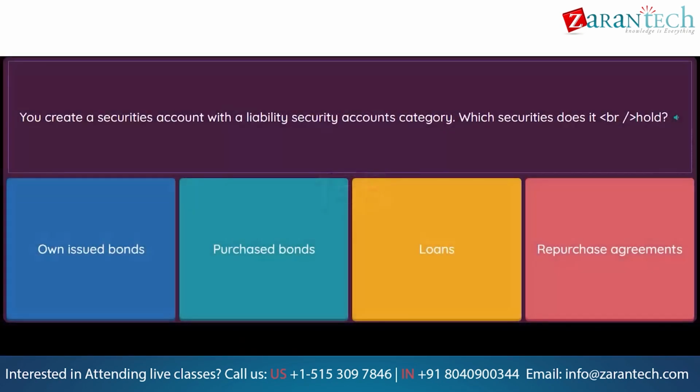Question: you create a securities account with a liability security accounts category. Which securities does it hold? Option 1, own issued bonds. Option 2, purchased bonds. Option 3, loans. Option 4, repurchase agreements.